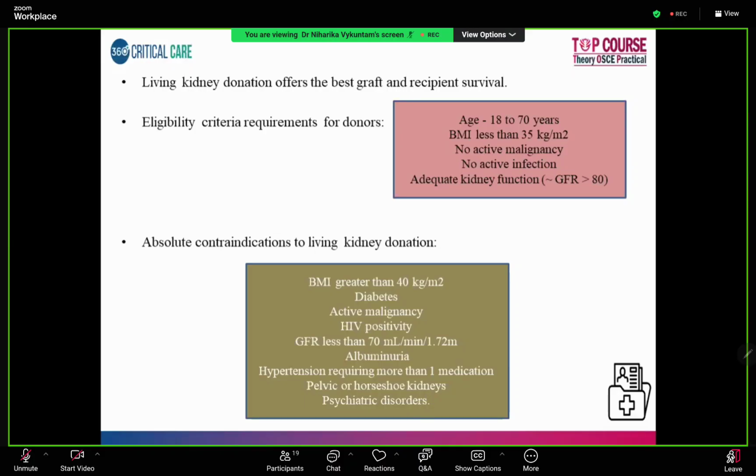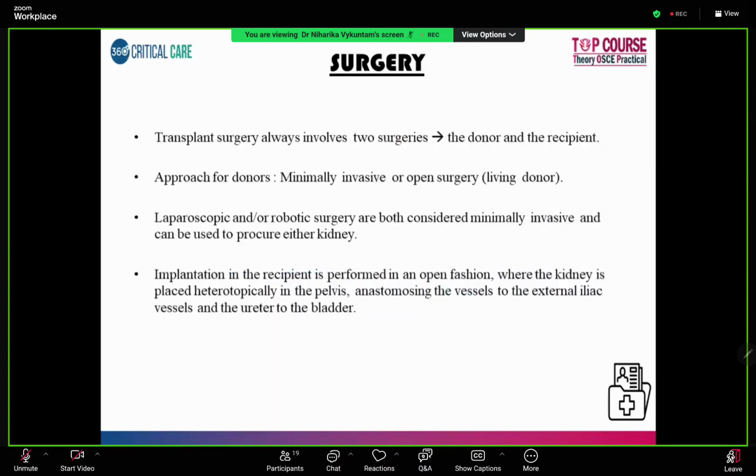Okay, so mild hypertension is okay, but if the patient is having more than one medication to control his BP, then they are not fit for kidney transplantation. Or if the patient has pelvic or horseshoe kidneys, and if there is an underlying psychiatric disorder. So these are the contraindications for living kidney donation.